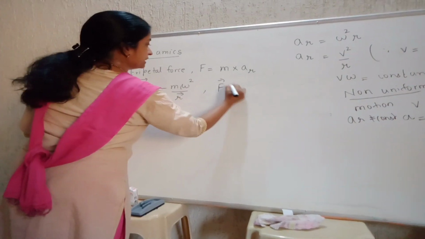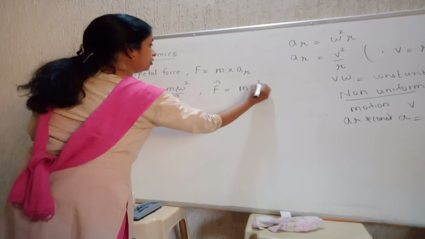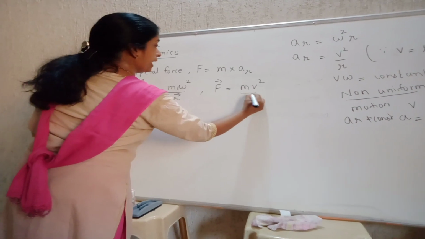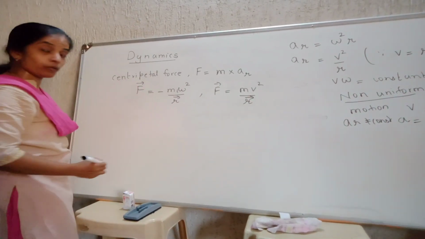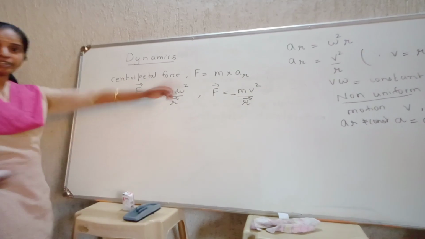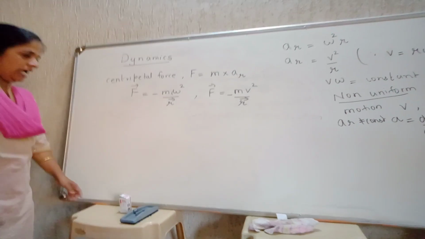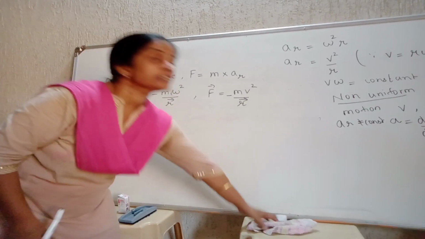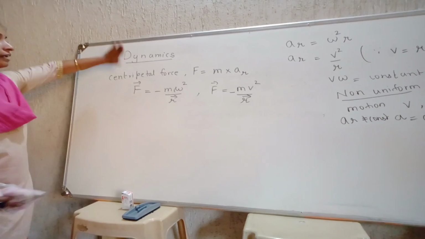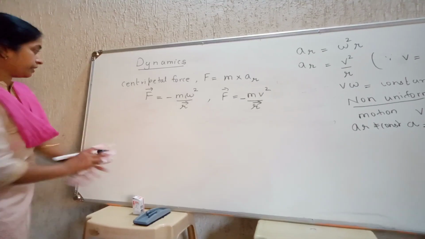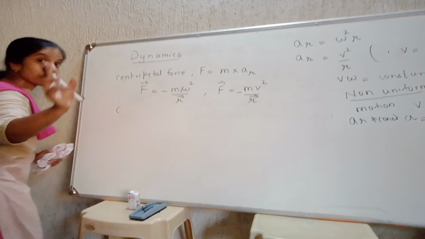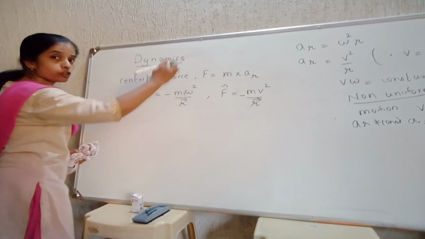F is equal to minus mv square by r. Now, exactly opposite to this, students, let me clear one point. We discussed centripetal force, and then I will give you an example and we'll clear these concepts here.